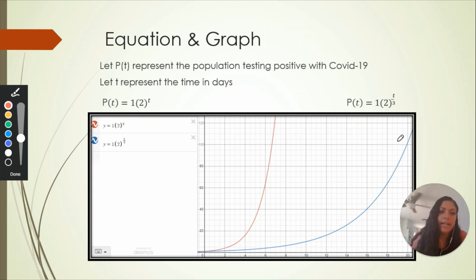And that's currently the equation that represents our situation in the US. So we are going to use this equation here, P of t equals 1 times 2 to the t divided by 3 power, because it's doubling every 2.5 days, which I rounded to 3 for the sake of the example.